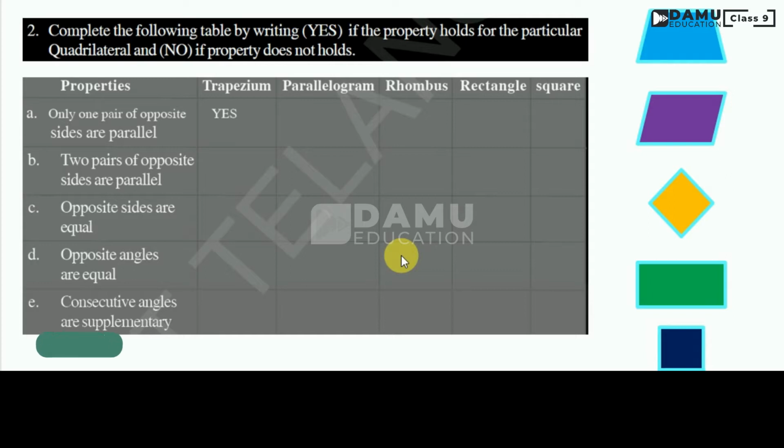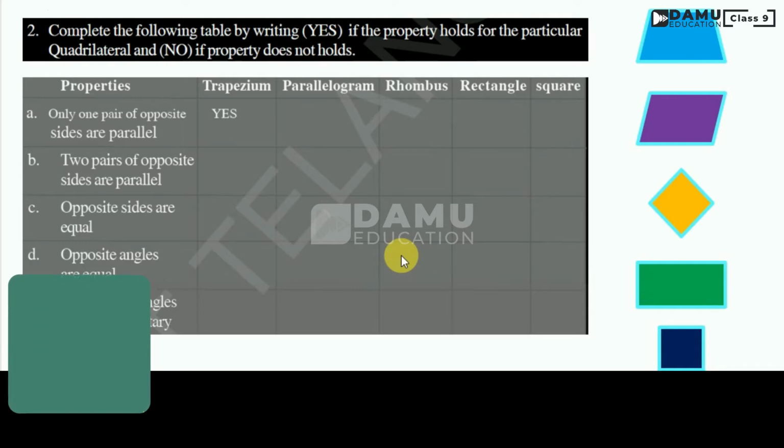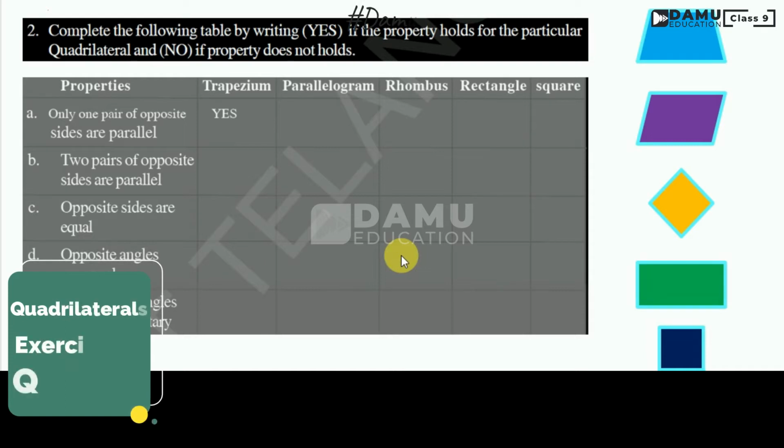So in this module, we are going to discuss our second question. Complete the following table by writing yes if the property holds for the particular quadrilateral and no if the property does not hold. So these are the properties that are given and the given shapes. What is this shape? This is a trapezium. So the first one is trapezium.